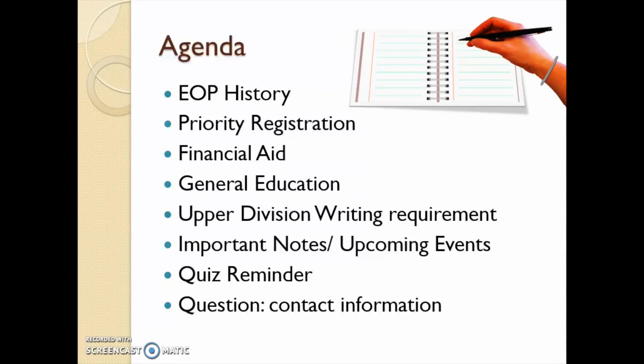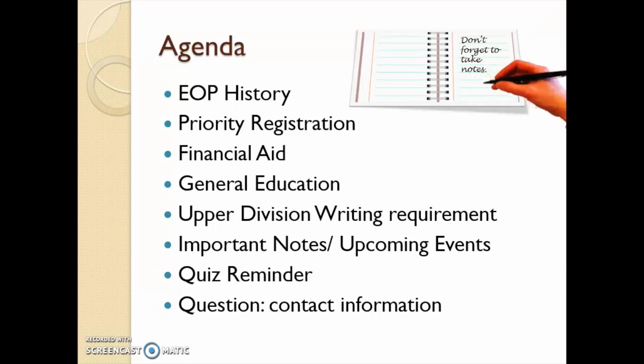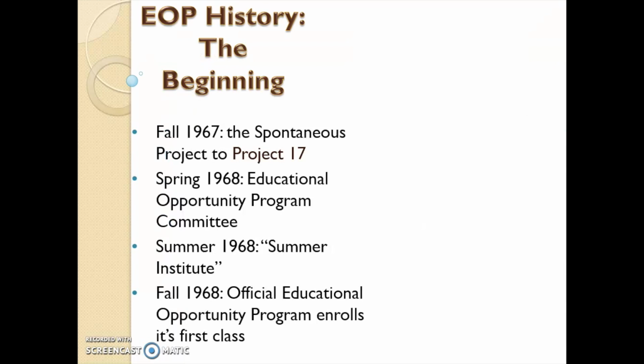Today we will review a brief history of the development of EOP at Fresno State, explain priority registration for incoming transfer students, key aspects of your enrollment and its effects on your financial aid, upper division general education and upper division writing requirements, important notes to keep in mind, and an invitation to upcoming events. A reminder to complete a short quiz that will be emailed to you, and finally, contact information for our project specialist, who will be available to address your questions this summer. I'll give you a moment to grab a piece of paper and pencil, because you're going to want to take notes.